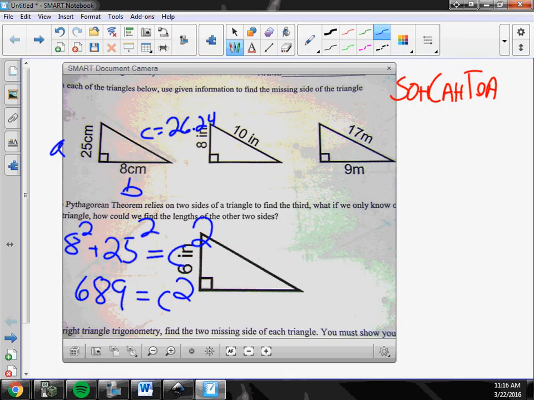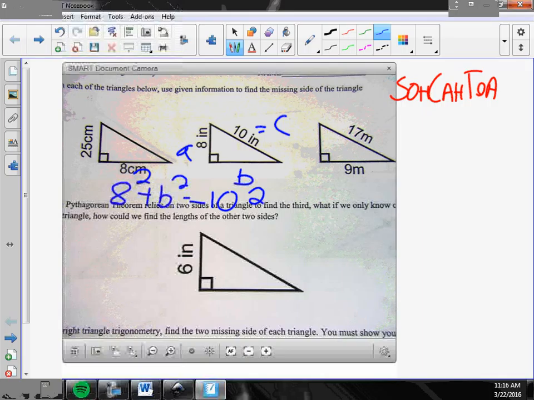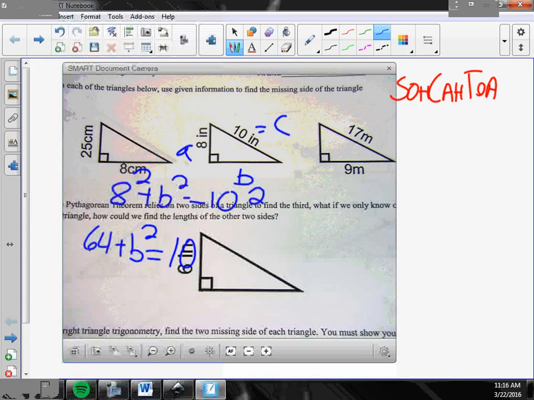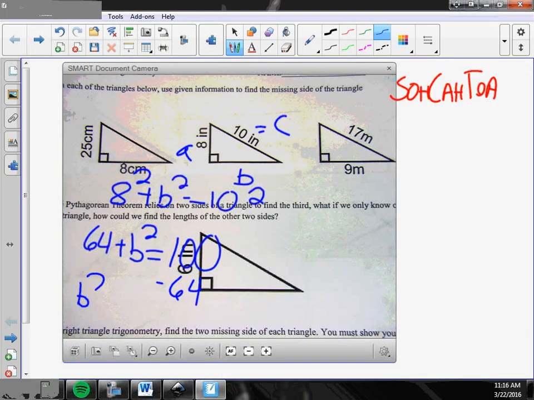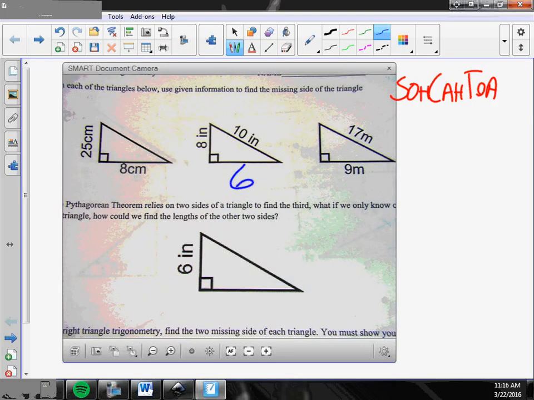Okay. So the second one, I'm missing, say, B. 8 squared plus B squared equals 10 squared. This is a little bit different. So I have 64 plus B squared equals 100. Now what do I do? Subtract the 64. So B squared equals 36, and if I square root that, I get 6. Or, later on, -6. And you actually have to decide which it is, because it could be 6 or it could be -6. Not both, but one or the other.